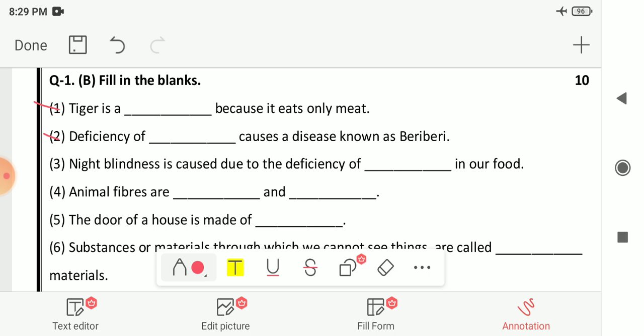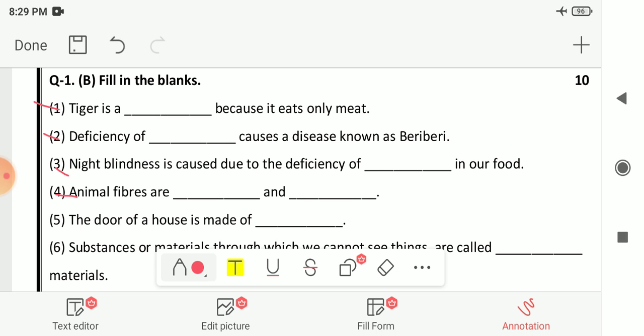Next is, deficiency of blank causes a disease known as beriberi. So beriberi is caused because of deficiency of vitamin B. So here your answer is vitamin B. Deficiency of vitamin B causes a disease known as beriberi. Next is third number. Night blindness is caused due to deficiency of blank in our food. So here your answer is vitamin A. Night blindness is caused due to the deficiency of vitamin A in our food.